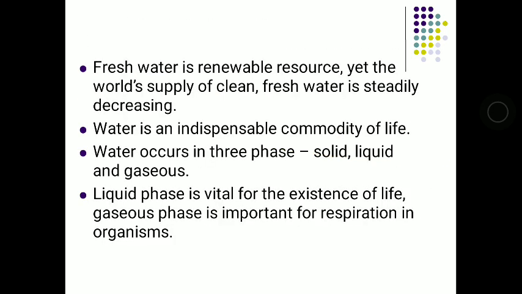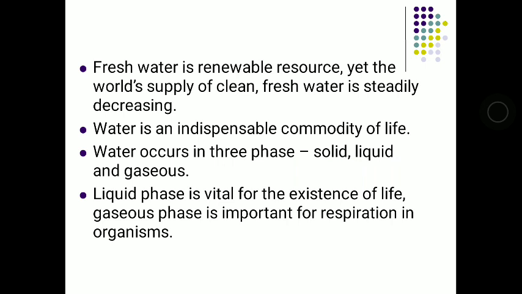So fresh water is, however, a renewable resource, right? There is the hydrological cycle, so it is a renewable resource. Yet the world supply of clean fresh water is steadily decreasing because of the pollution which is happening right now, and also because of climate change. So we have to change, not change the climate. Water is an indispensable commodity of life, so we can't live without it.